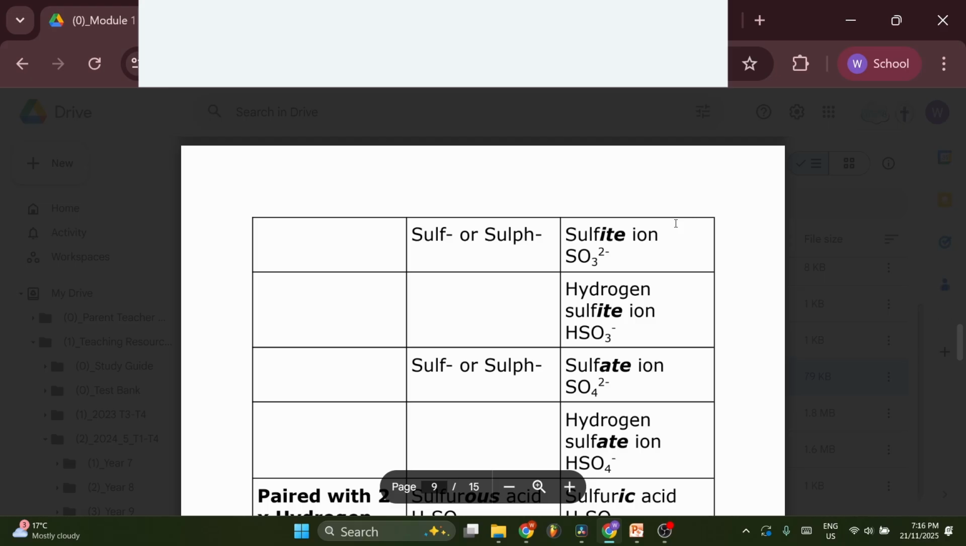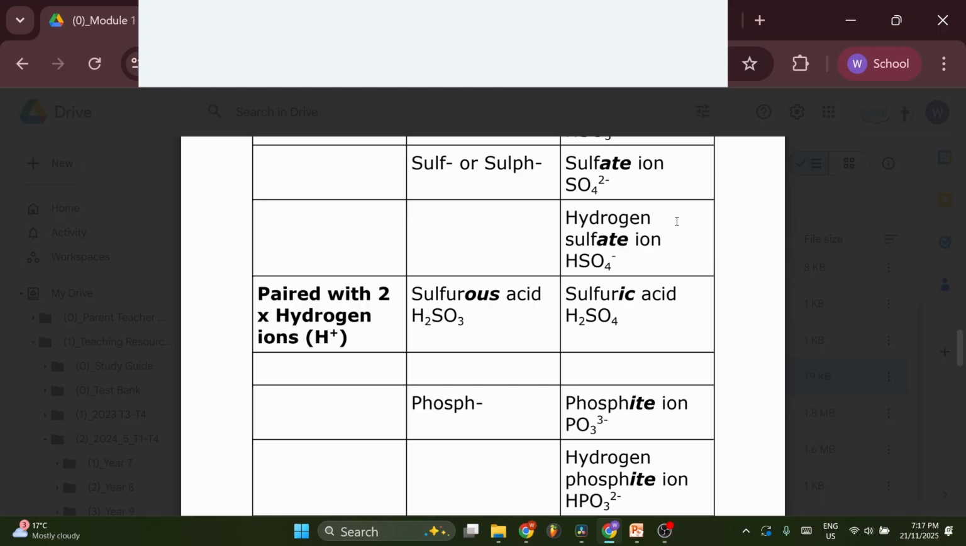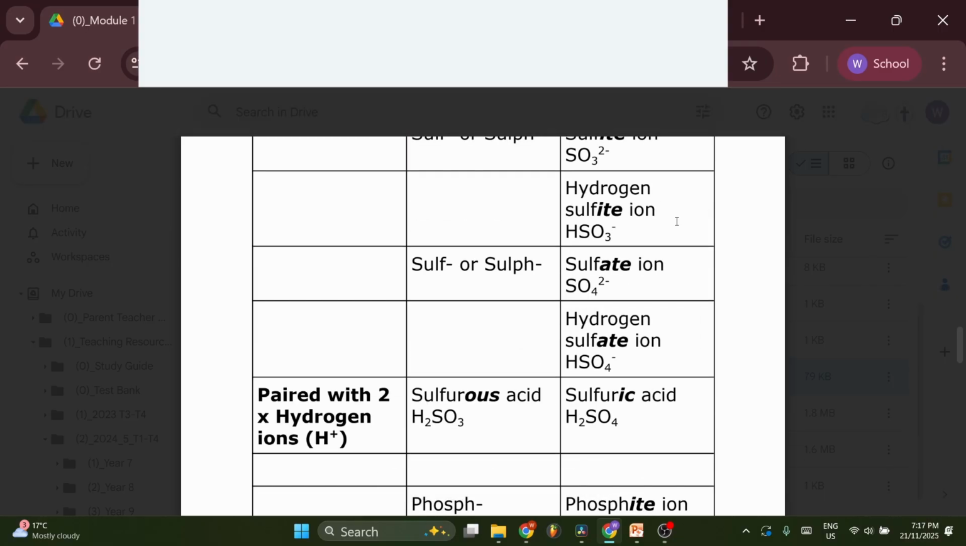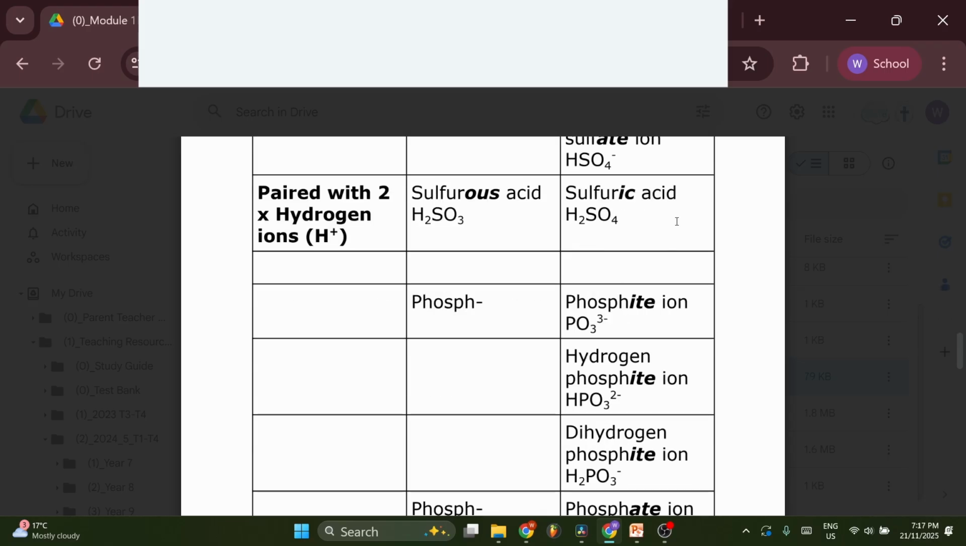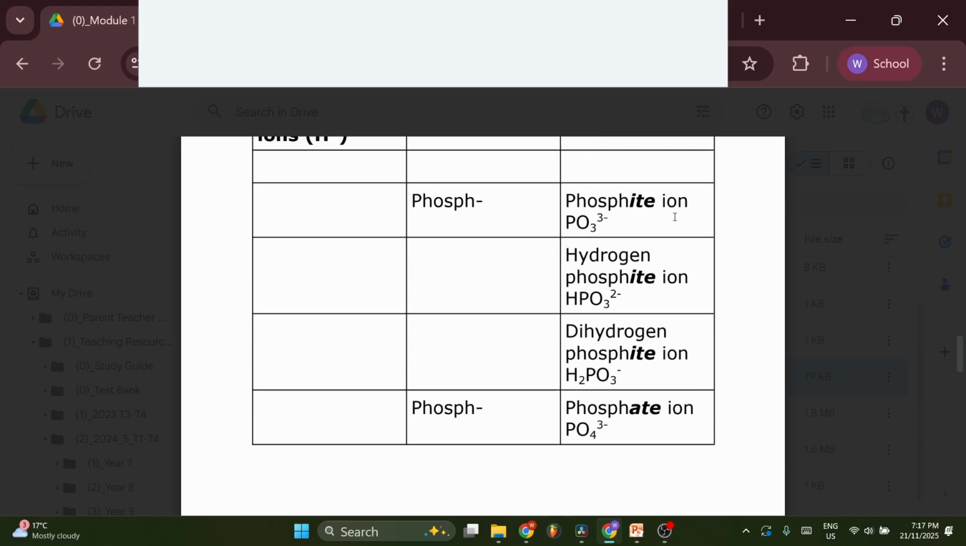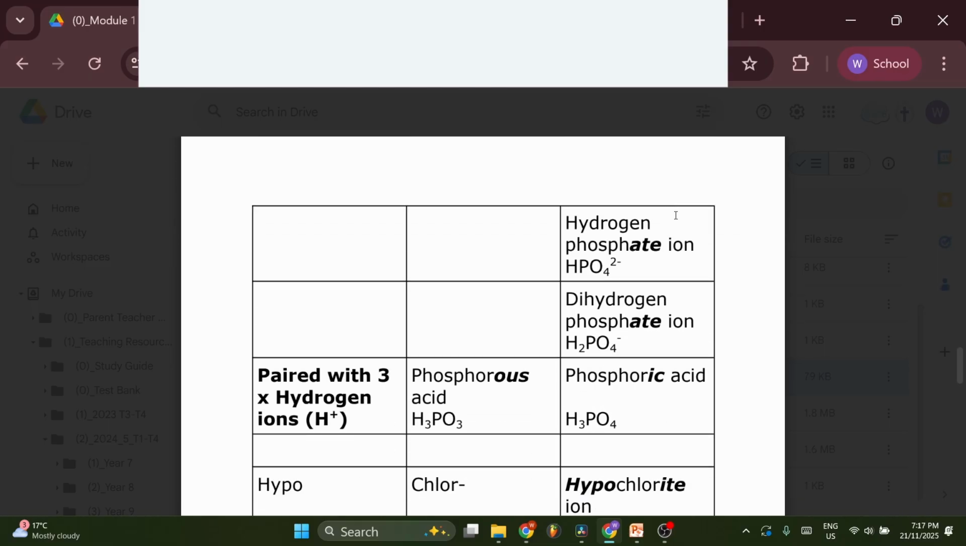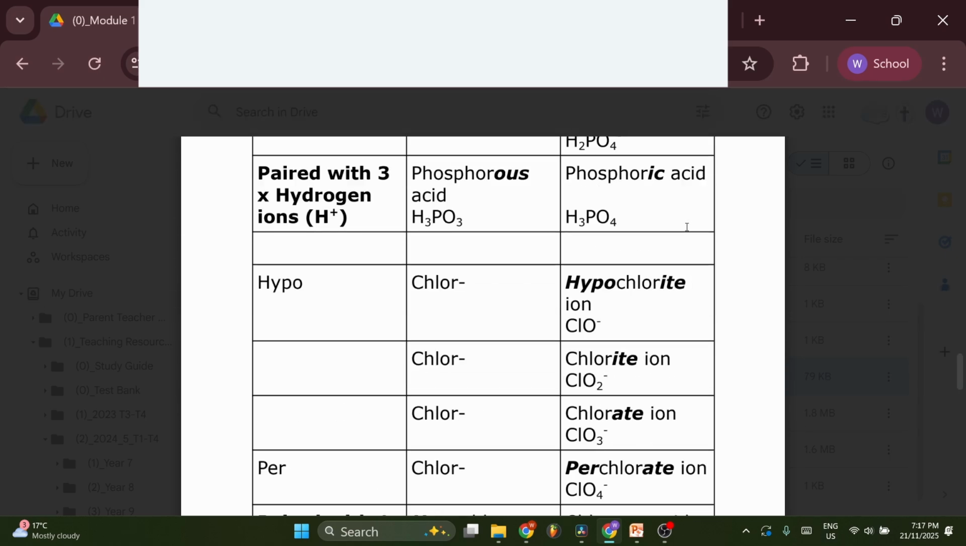Sulfite, hydrogen sulfite, sulfate, hydrogen sulfate. From sulfite, one can make sulfurous acid. From sulfate, one can make sulfuric acid. Phosphite, hydrogen phosphite, dihydrogen phosphite, phosphate, hydrogen phosphate, dihydrogen phosphate. You can make phosphorous acid from phosphite. You can make phosphoric acid from phosphate.